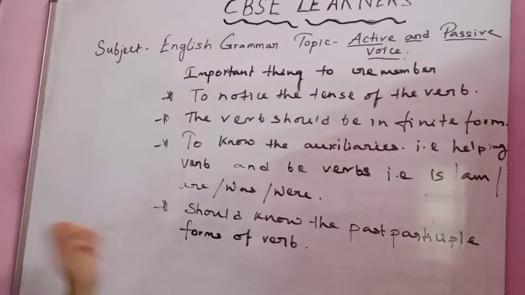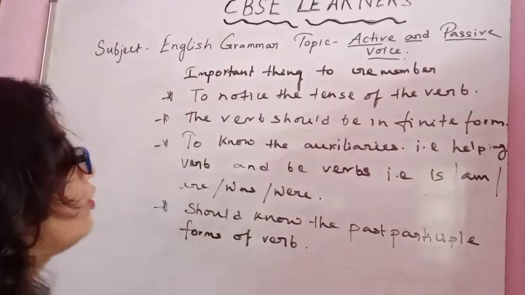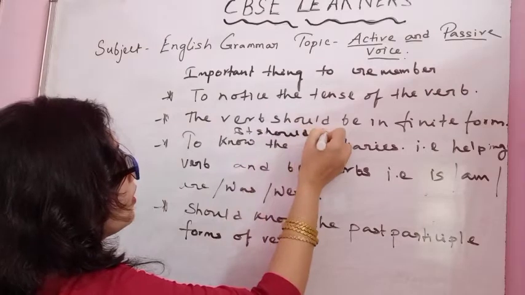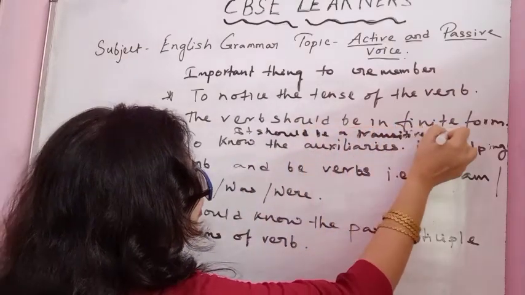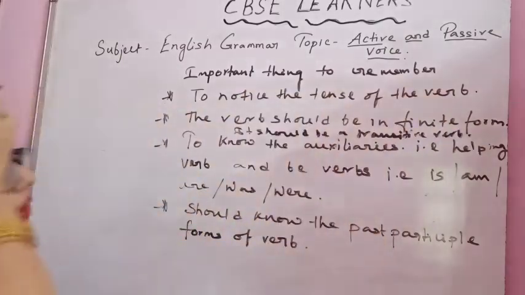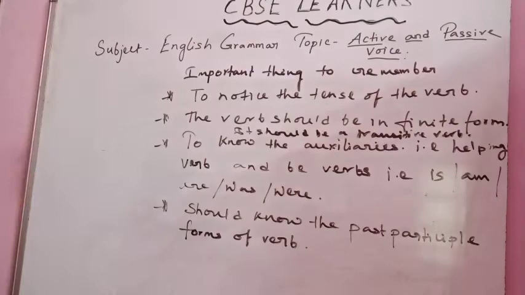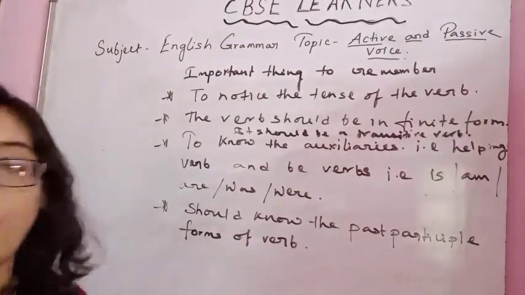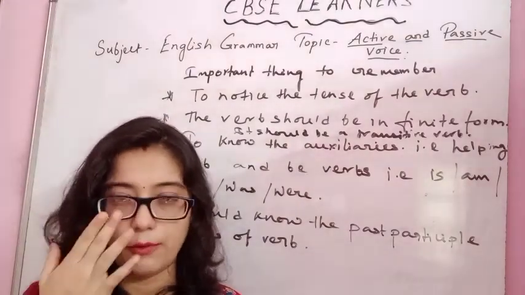Okay, so first thing is to notice the tense of the verb. The verb should be in finite form, that is, it should be a transitive verb. To know the auxiliaries, that is helping verbs, and be verbs like is, am, are, was, were, and should know the past participle form of verbs. All the verb forms, mostly we use the past participle form, isn't it?